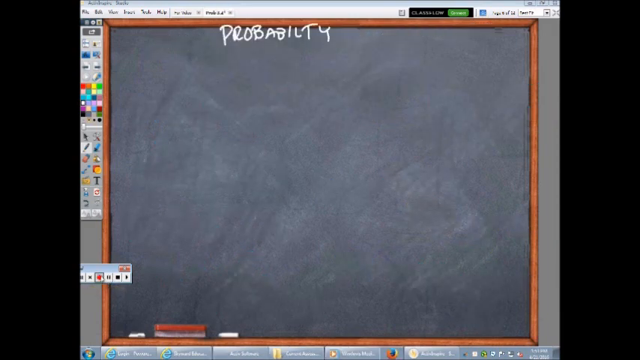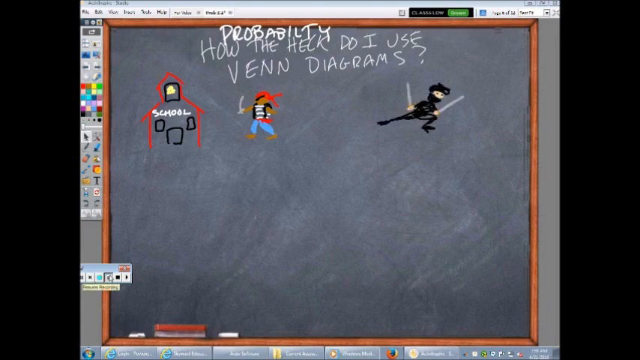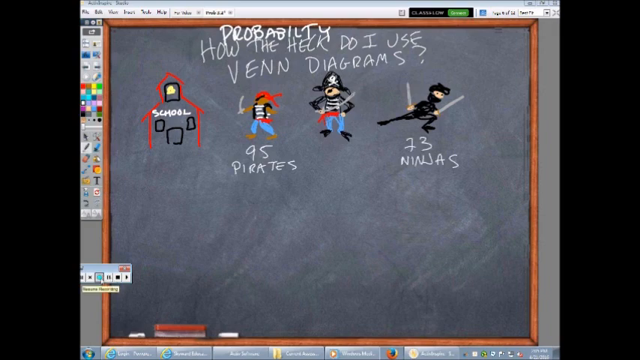Some problems require us to use Venn diagrams in order to organize the information. So let's say we have a school, and in the school some students are pirates, and some students are ninjas, and some students are pirate ninjas, and everybody's one of these things. So we have 95 pirates, we have 73 ninjas, we have 52 pirate ninjas.